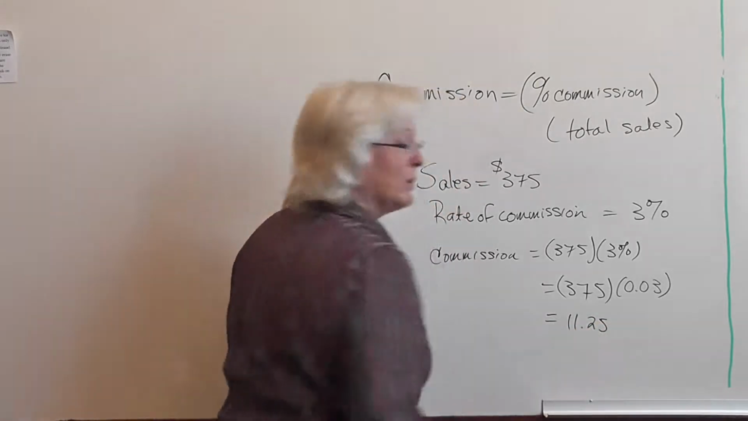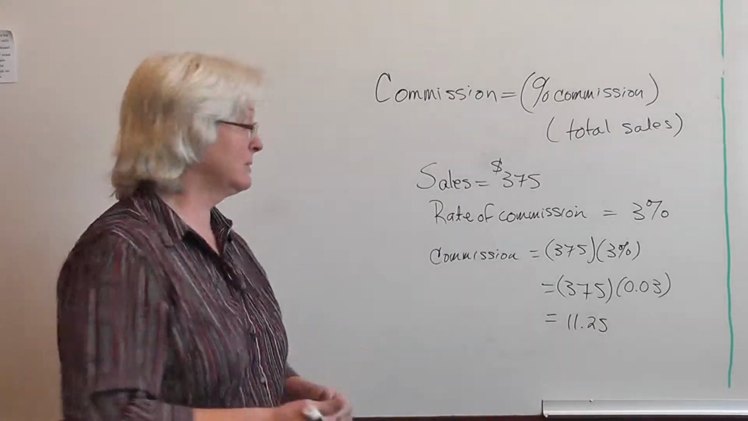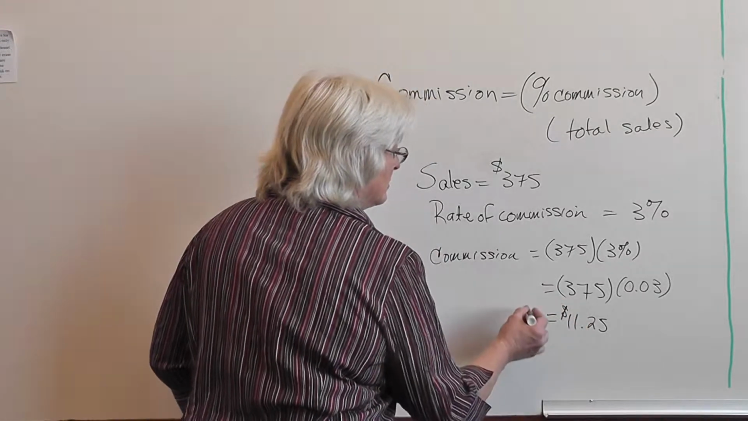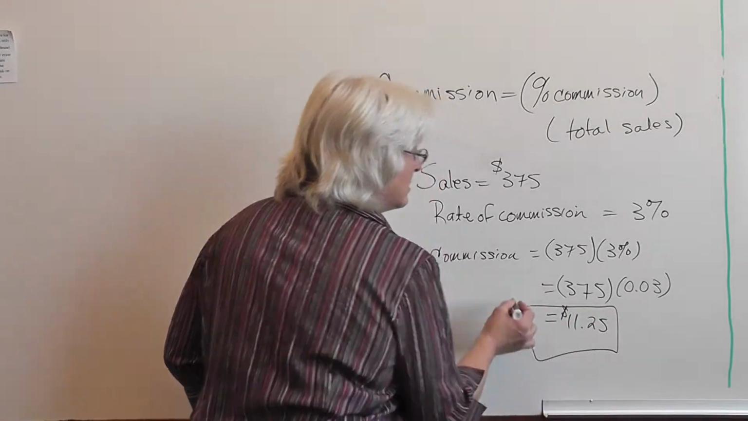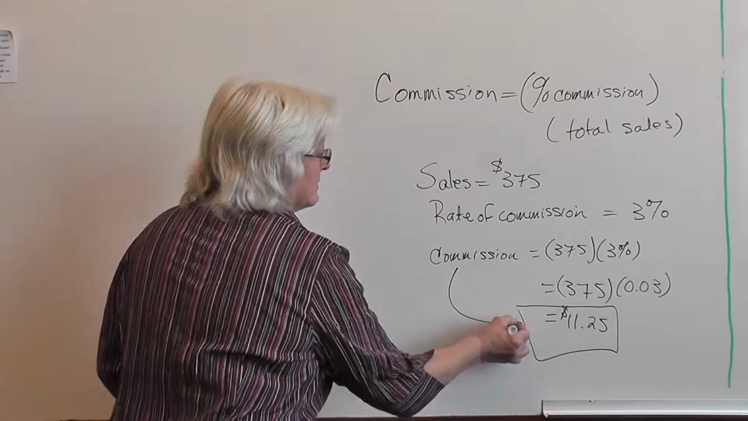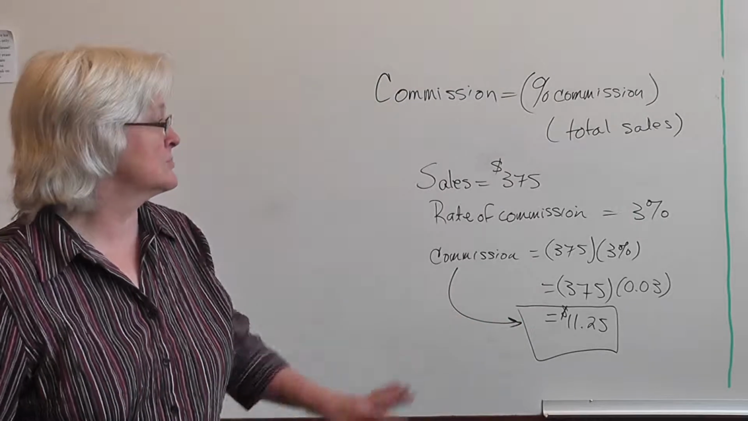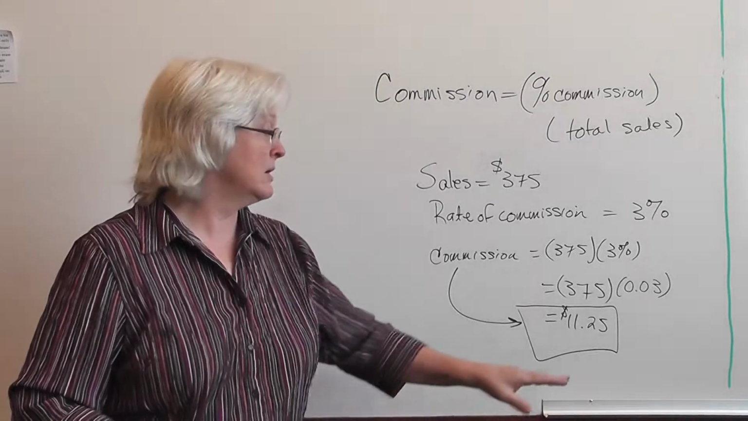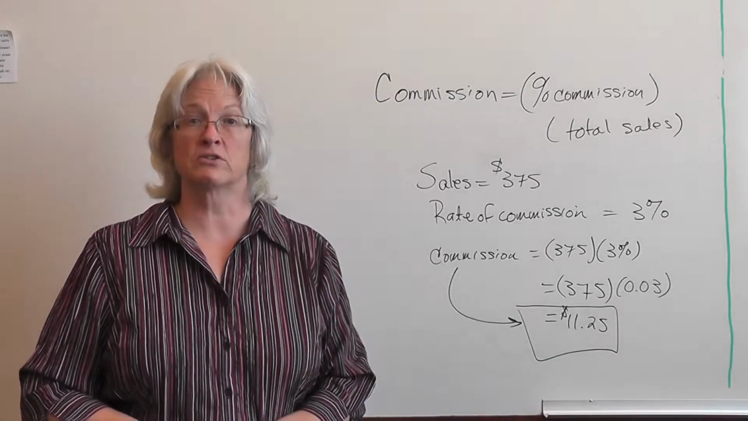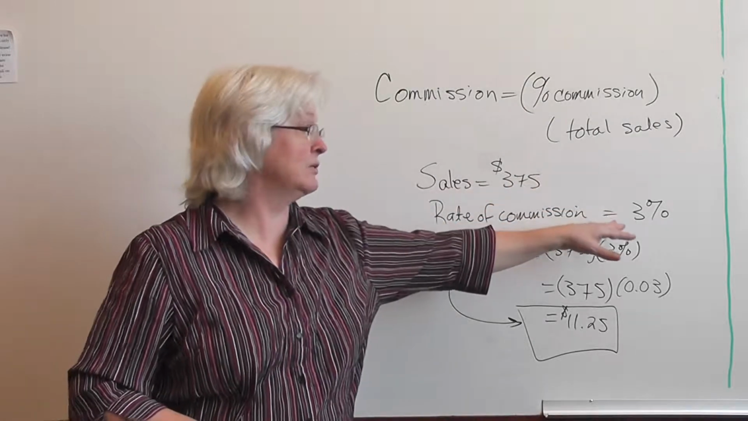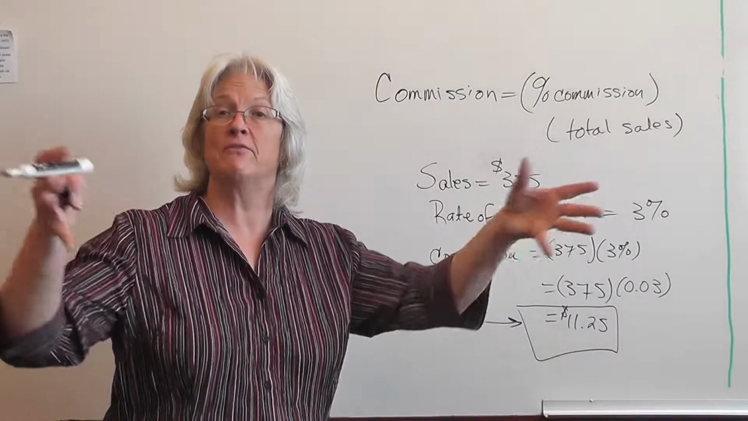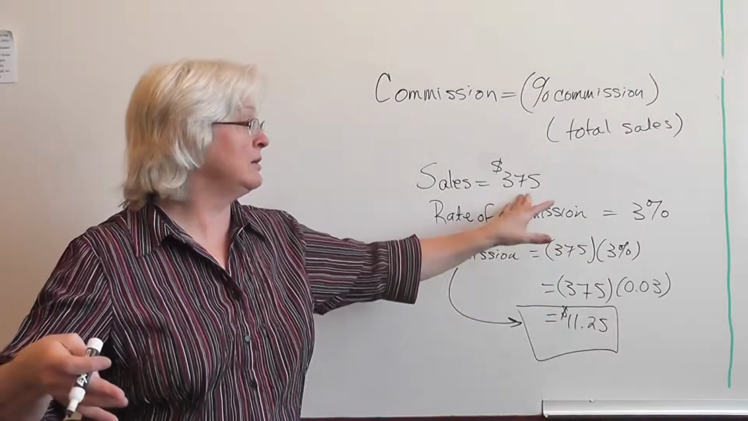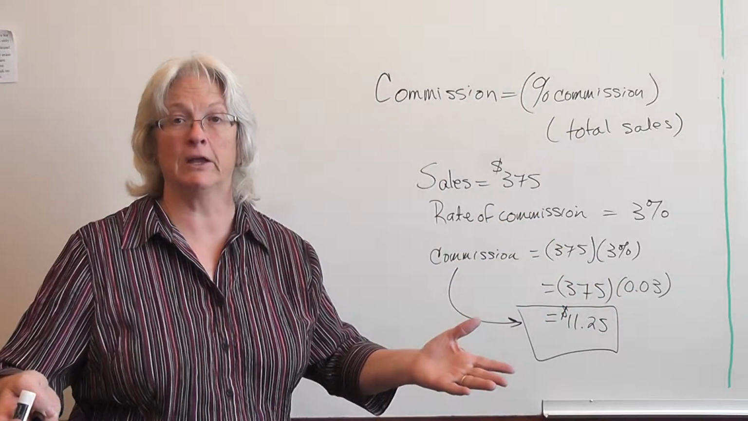What's that 11.25 represent? Well, that represents the dollars and cents commission that the salesperson earned. Salesperson sold $375 worth of product, made $11.25. So obviously, if you have a commission of only 3%, you want to have very high volume sales, or you're not going to be making any money.